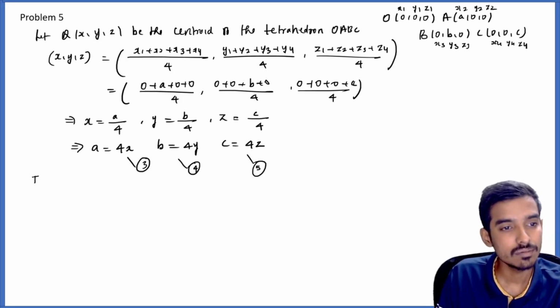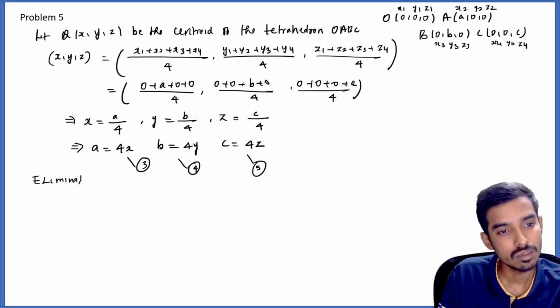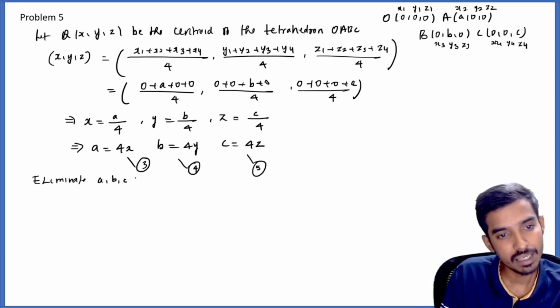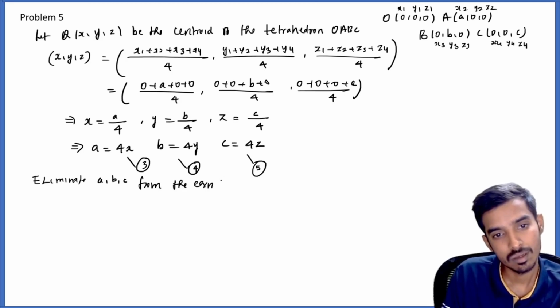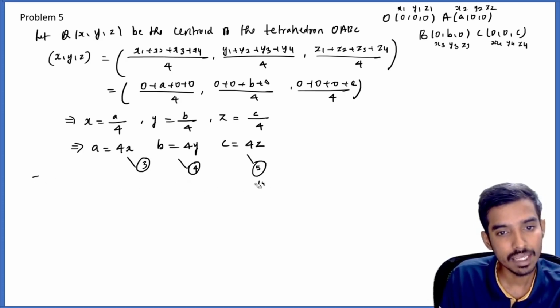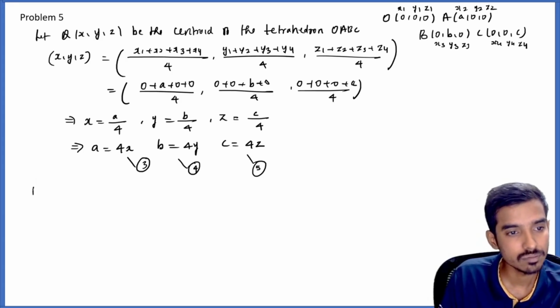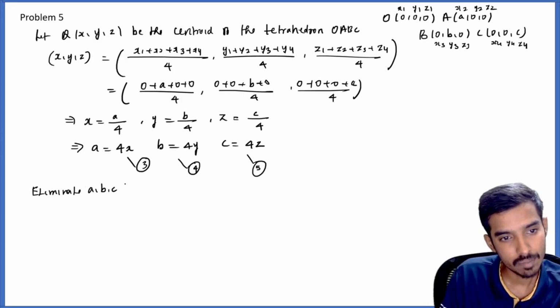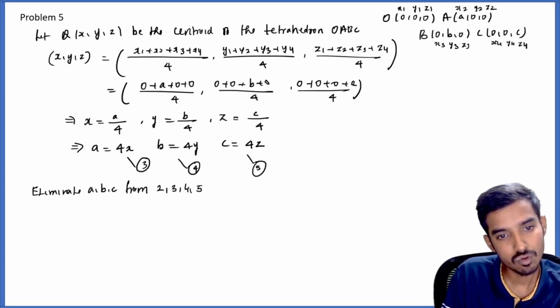Eliminate a, b, c from the equations 2, 3, 4, 5, right? Eliminate a, comma b, comma c from 2, 3, 4, 5.